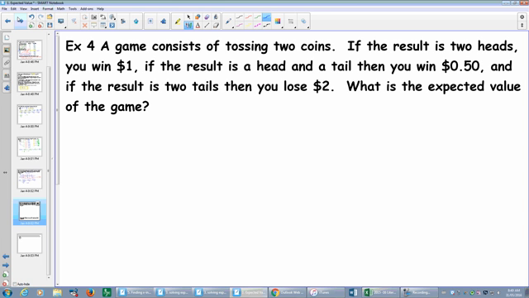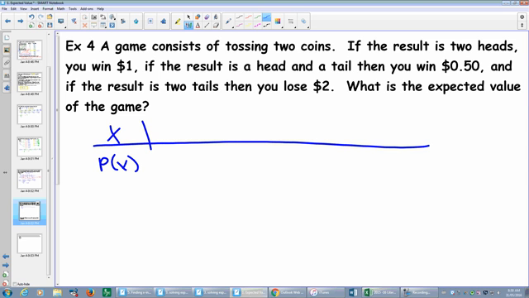Okay, the next example here. A game consists of tossing 2 coins. If the result is 2 heads, you win $1. If the result is a head and a tail, then you win 50 cents. And if the result is 2 tails, then you lose $2. What is the expected value of the game here? Okay, so I'm going to go here. Again, I have X, all my outcomes, over the probability of that actually happening.